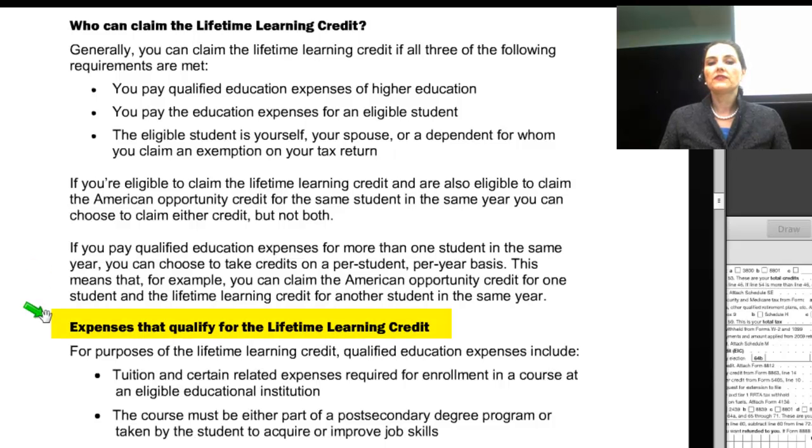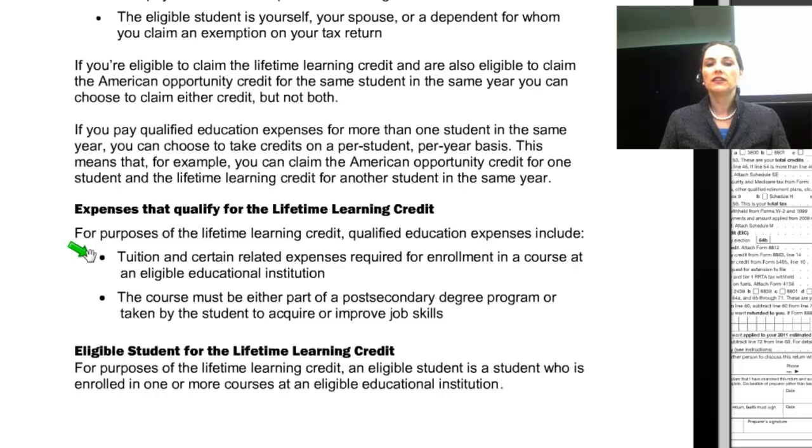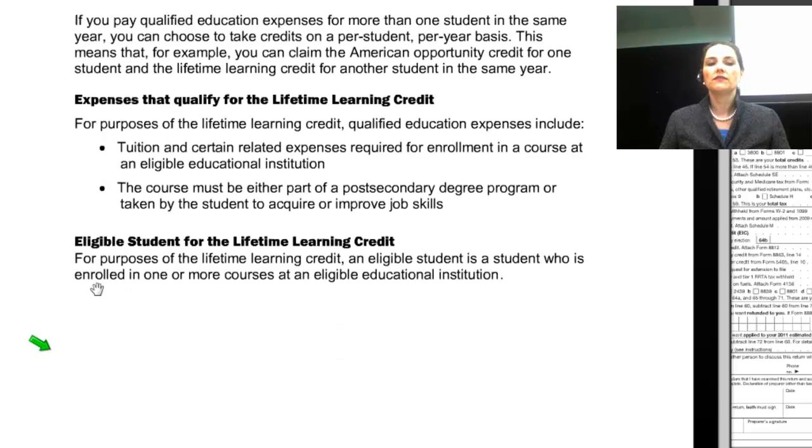Expenses that qualify for the Lifetime Learning Credit. For purposes of the Lifetime Learning Credit, qualified expenses include tuition and certain related expenses required for enrollment in a course at an eligible educational institution, and the course must be part of a post-secondary degree program or taken by the student to acquire or improve job skills. Eligible student for purposes of claiming the Lifetime Credit? Well, for purposes of the credit, an eligible student is a student who is enrolled in one or more courses at an eligible educational institution.